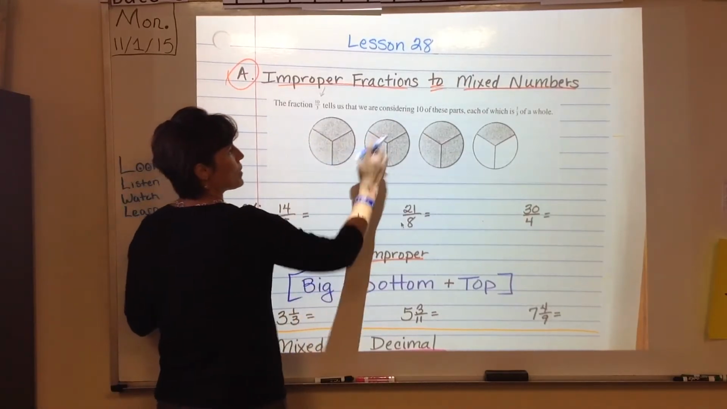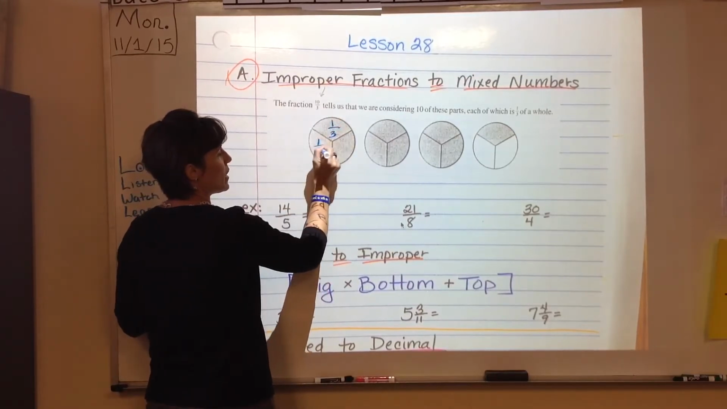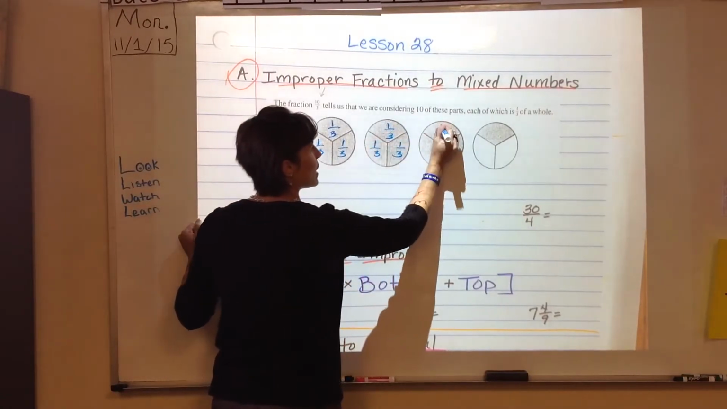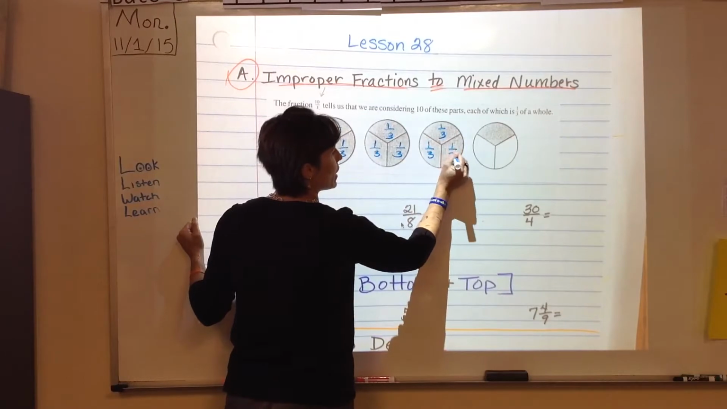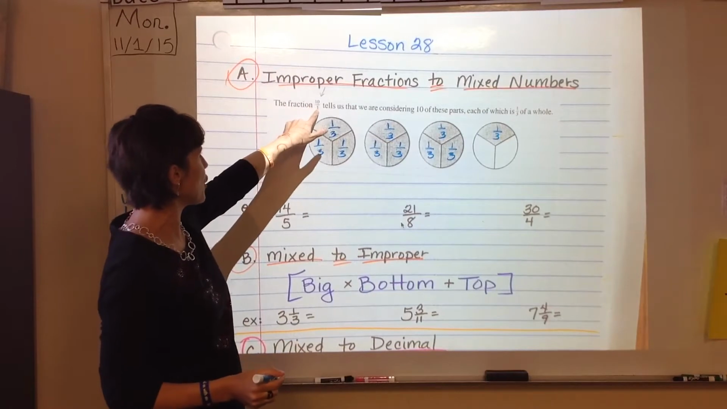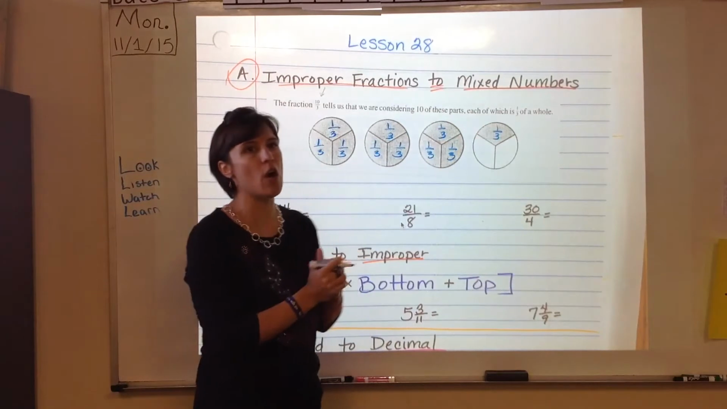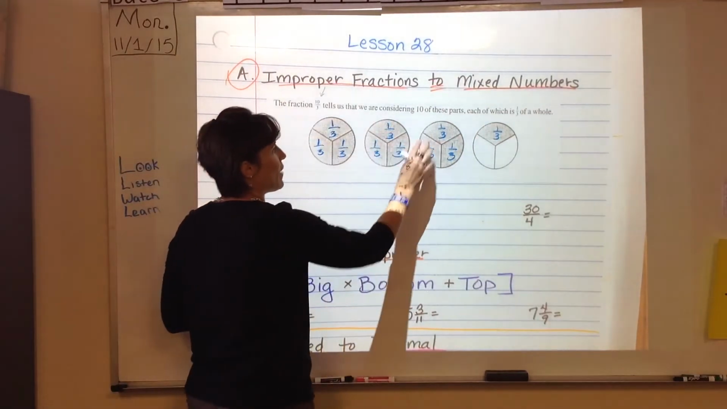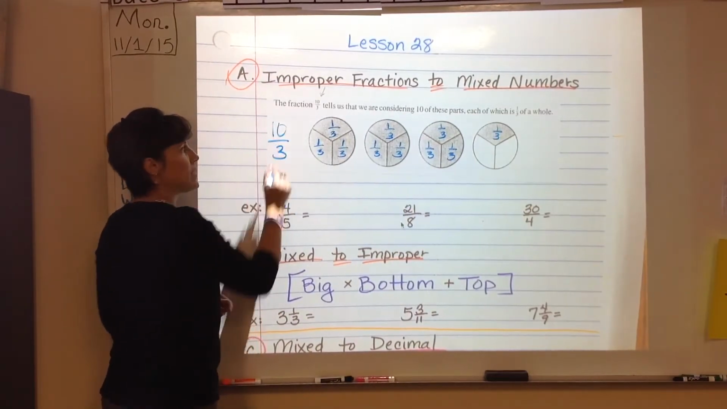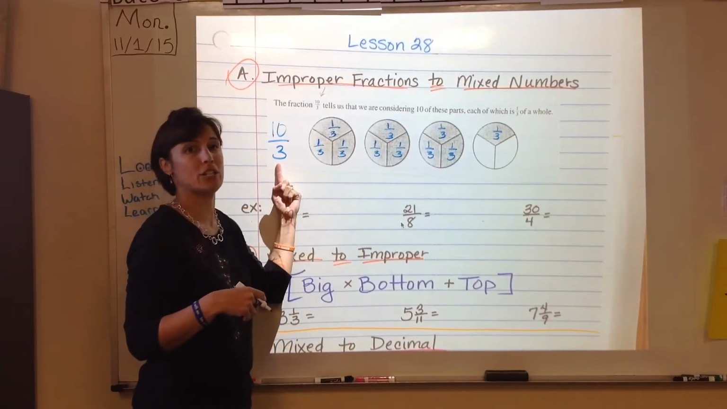So 1, 2, 3, 1, 2, 3, these are split into 3 equal parts. So I would like to say this is 1/3, this is 1/3, this is 1/3, and I would like you to go ahead and write that down on your picture. And this sentence tells us the fraction 10/3 tells us that we are considering 10 of these parts, each of which is 1/3 of a whole. So there's 1, 2, 3, 4, 5, 6, 7, 8, 9, 10 thirds. Okay? A third, a third, a third, 10 of them. Alright, so that's what's going on when you see an improper fraction.